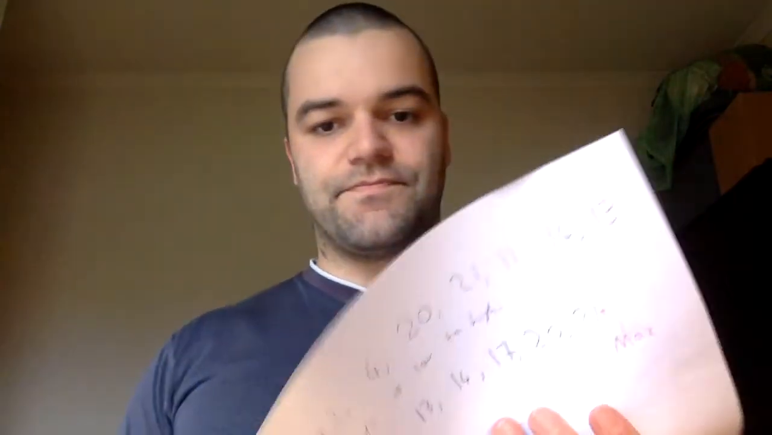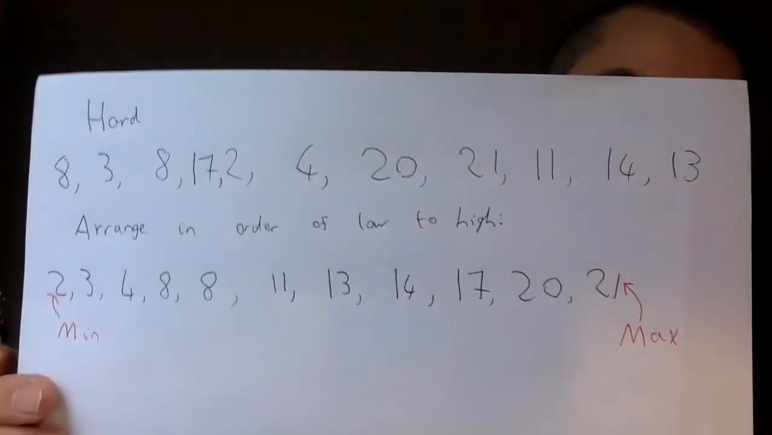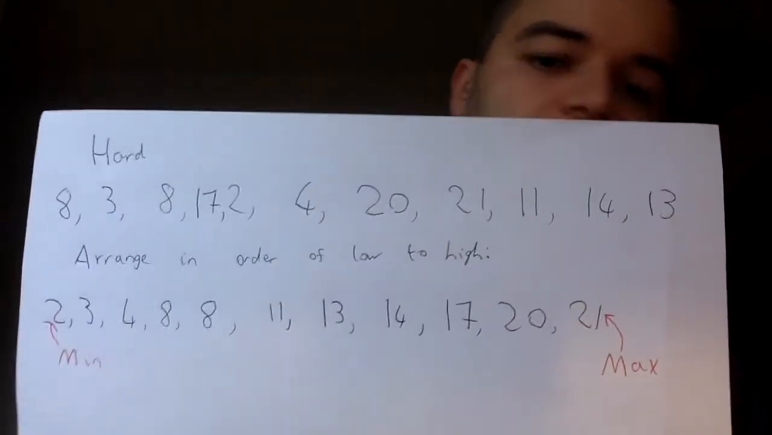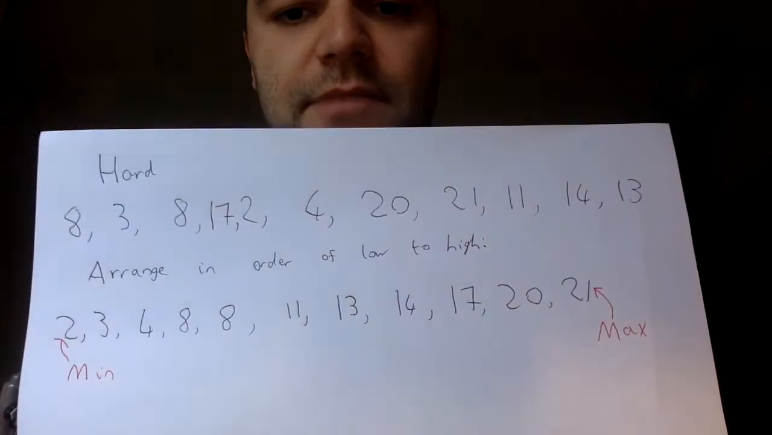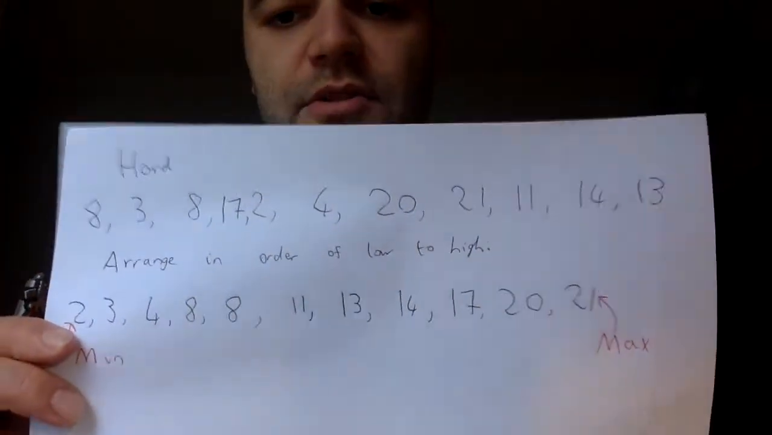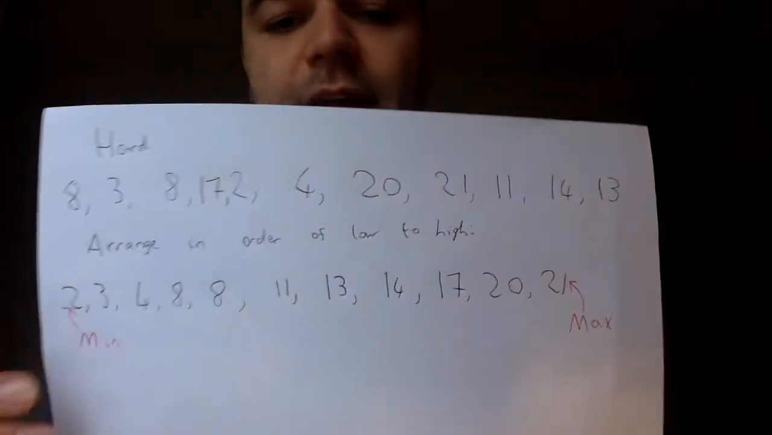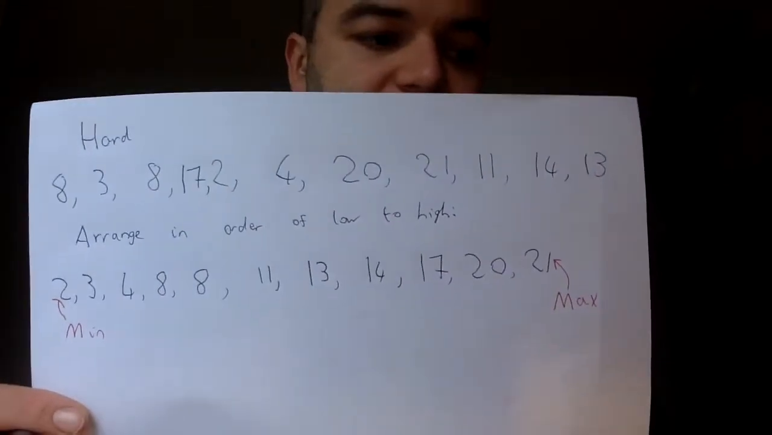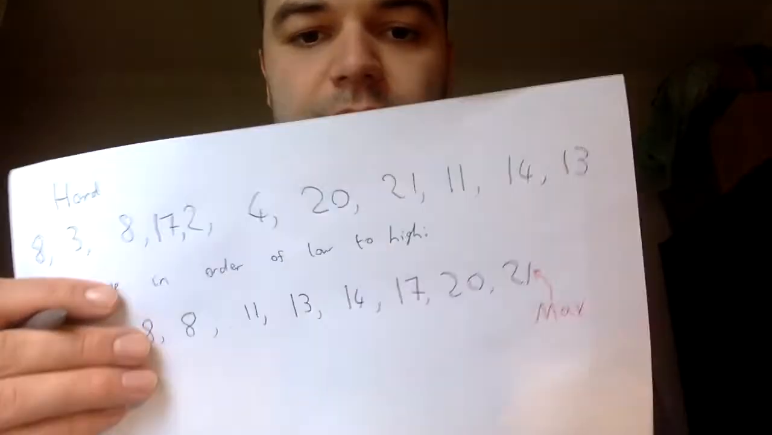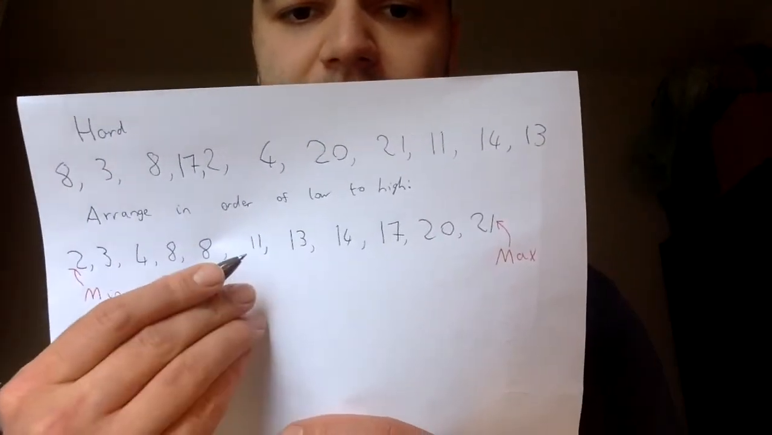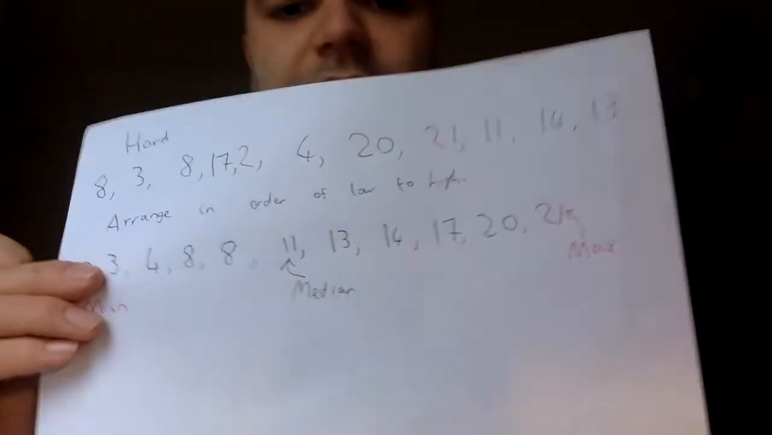So for the hard one I've got 11 numbers, you can see them there. So again, the first thing you want to do is arrange them in order of lowest to highest. So my minimum is 2 and my maximum is 21. Then I want to find my median value. So if we go in and find the number in the middle of these, my median value will be 11. So my median is 11.